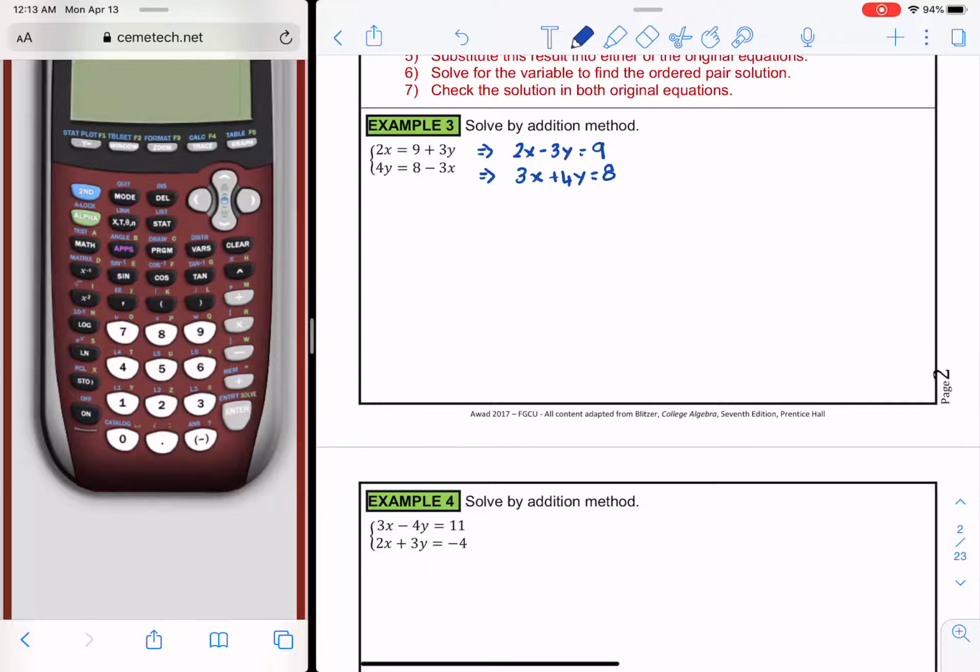So of the two variables, I've got to pick one to eliminate. So first step, elimination.